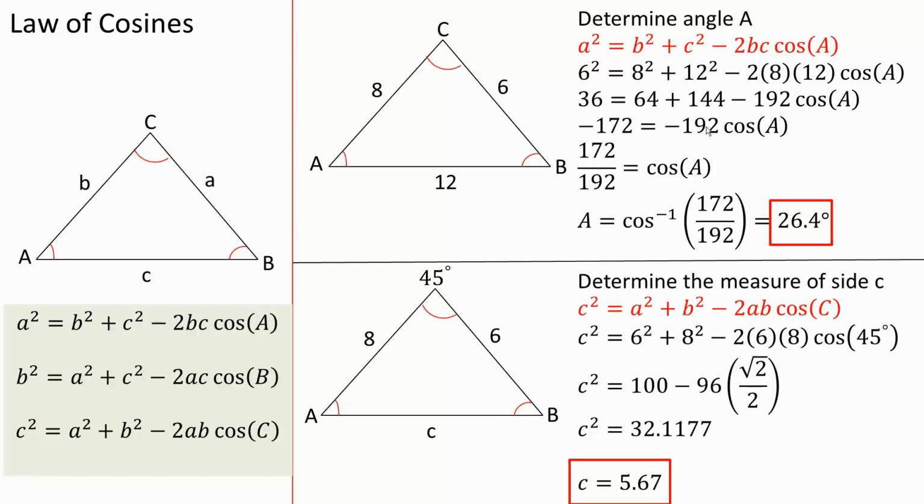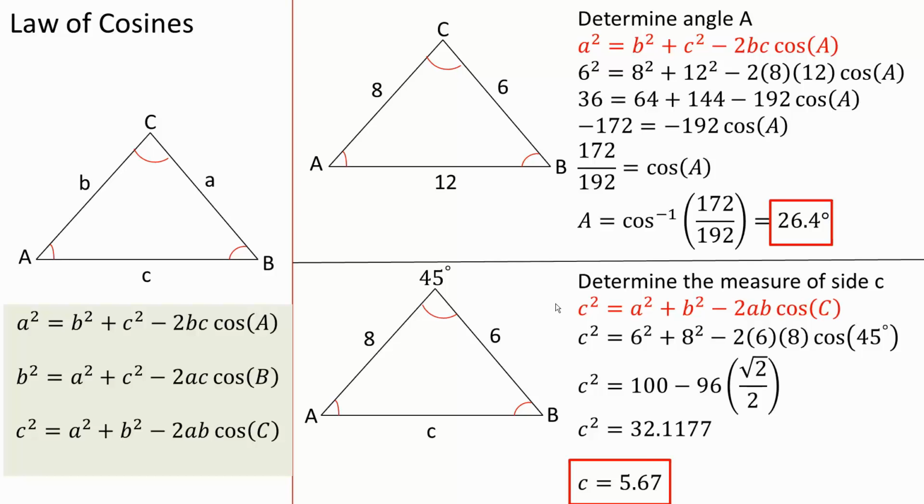Divide by negative 192, divide by negative 192, and we get 172 divided by 192 equals cosine A. So now we just need to isolate A. So we would get A is equal to cosine inverse of 172 divided by 192. And now just use a calculator. I would recommend to use degree mode in your calculator so our answer will be in degrees. So we would get 26.4 degrees. And now for the second problem.